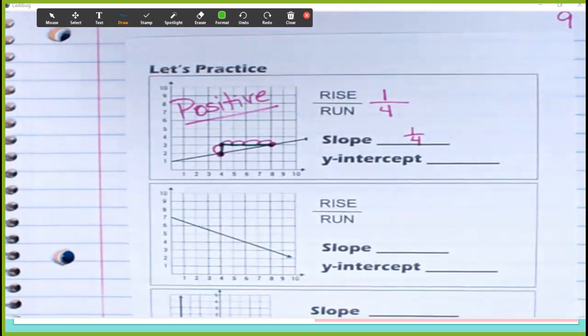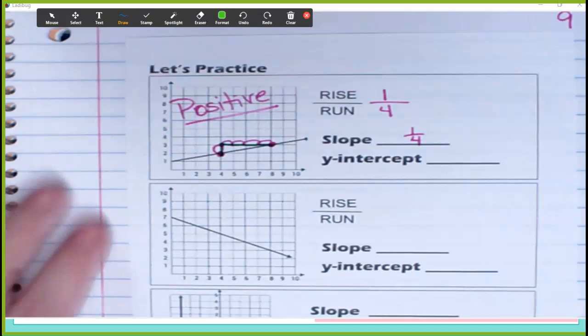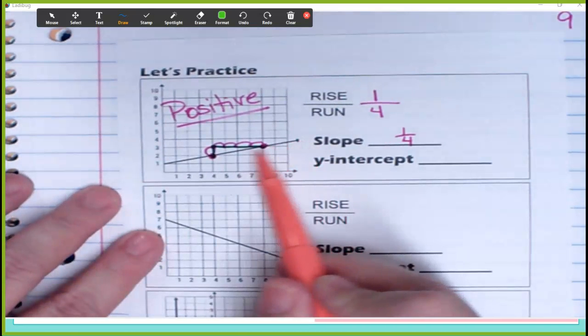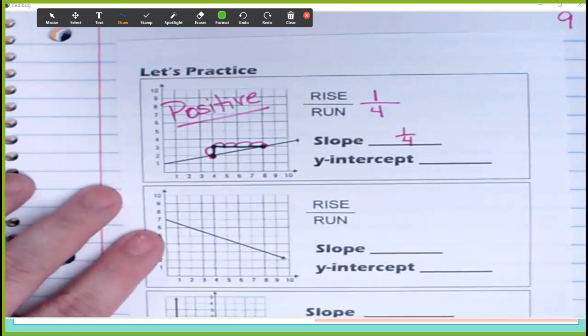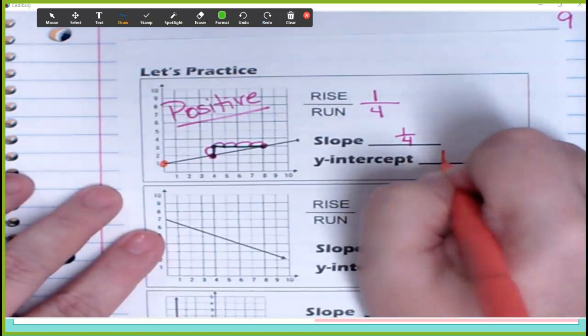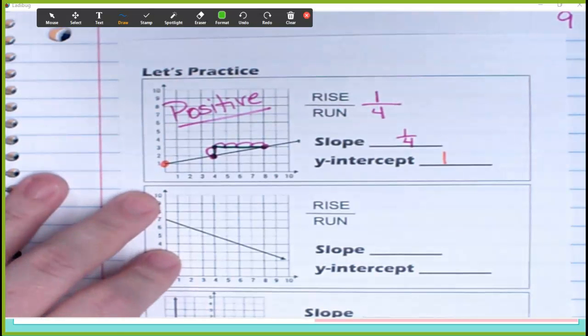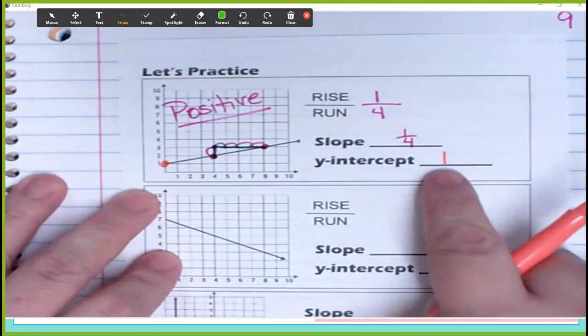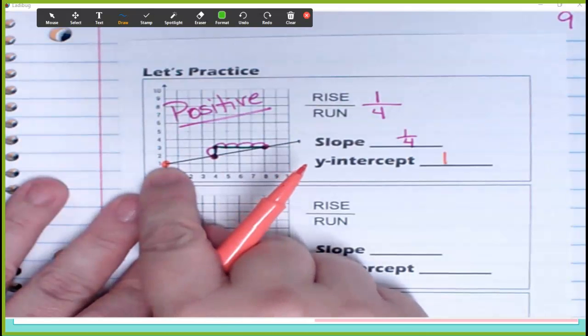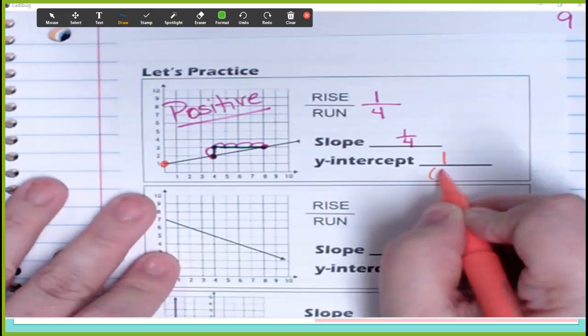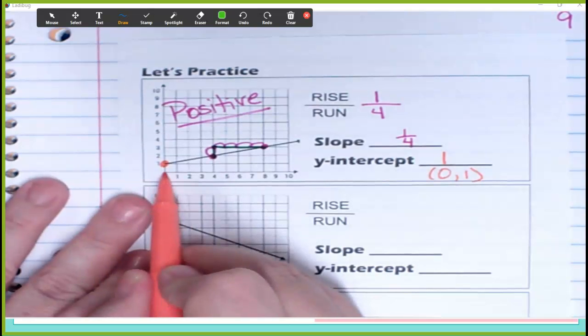But what else did my problem ask for? The Y-intercept. Remind me, what is the Y-intercept? Oh, I love how they're looking at notes. The Y-axis. So where does this line cross the Y-axis? At 1. So my Y-intercept is 1. Or if I needed to write it as an ordered pair, how would I write this point as an ordered pair? 0, 1. Remember, I start at my origin. I go over 0 and up 1.